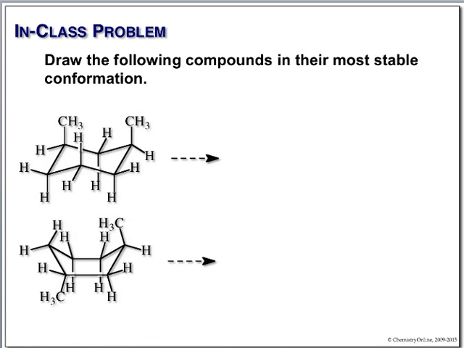Speaking of practice, go ahead and do these two. Draw them in their most stable conformation. As you draw these, I put in lots of hydrogens here that we don't really need. You don't need to put those in. Just make sure you show the stereochemistry at the groups with the substituents. I will pause for a moment while you do this.